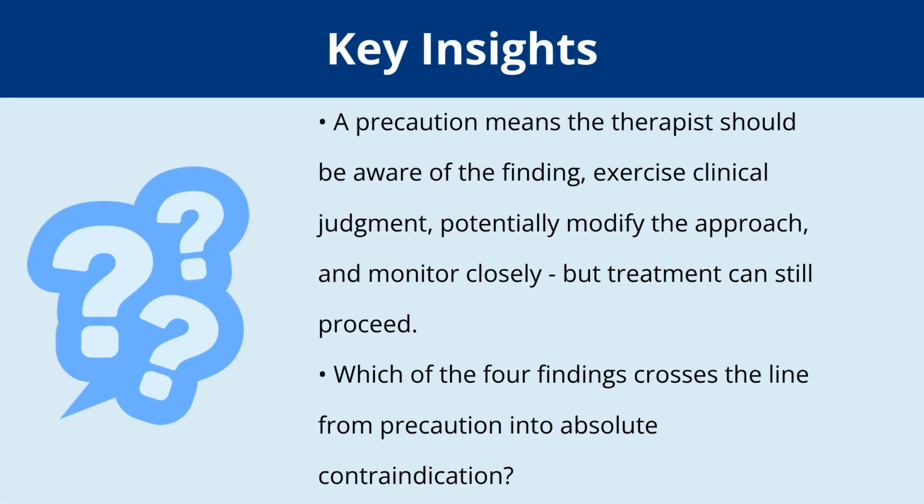It is worth noting the structure of this question. 3 of the 4 options describe findings that might raise concern but do not require deferring treatment. Only one is a true contraindication. This question is asking you to identify which of the 4 findings crosses the line from precaution into absolute contraindication. Keep that distinction in mind as we evaluate each option. Let's explore each of the options.